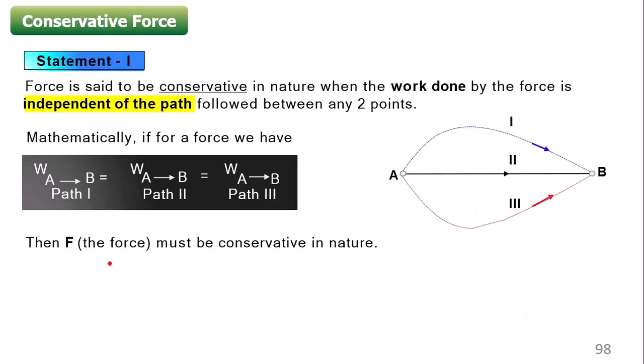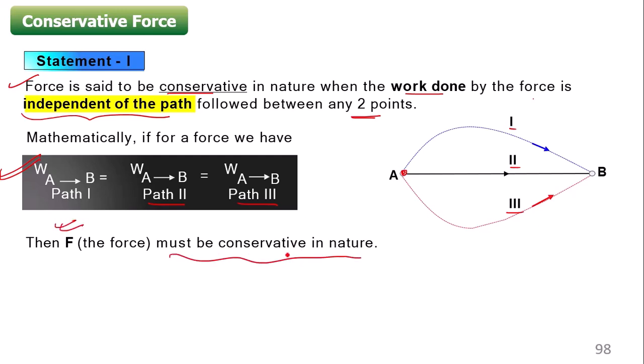So what is the statement? There are three statements possible. The force is said to be conservative in nature when the work done by the force is independent of path, between any two points. Let us say I am moving the particle from point A to point B through path number 1, path number 2, or path number 3. If the work done by path 1 is the same as by path 2 or path 3, then that particular force must be conservative.